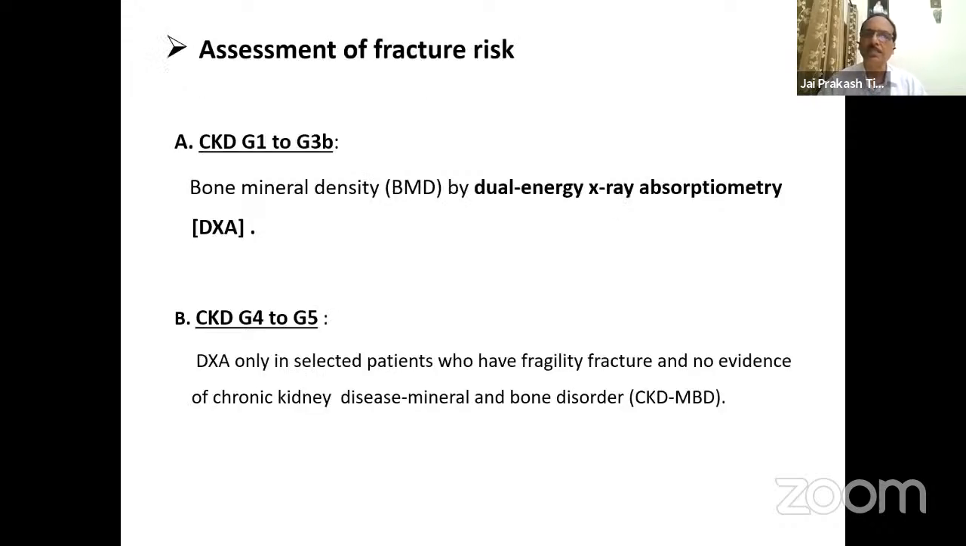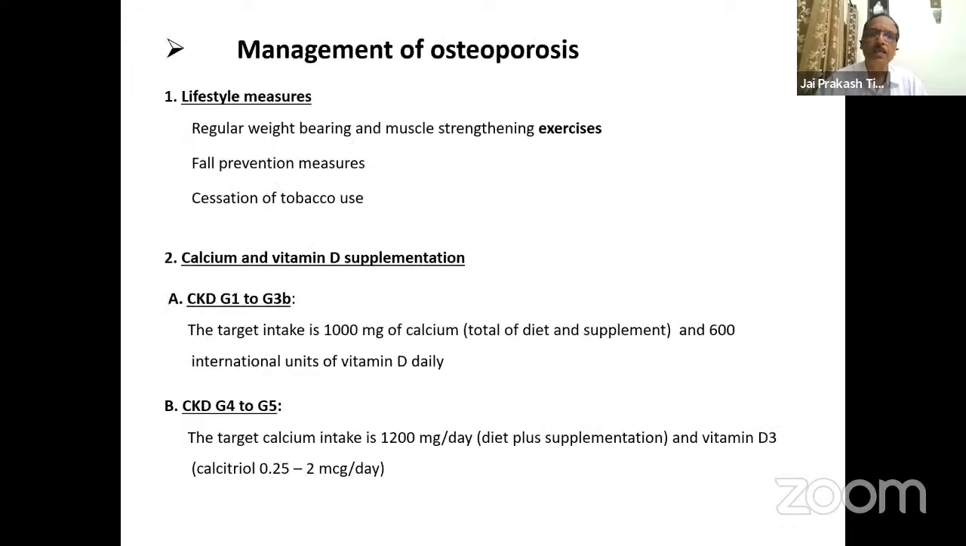The assessment of fracture risk. In the early stage, bone mineral density by Dexa is usually done, but in the late stage, stage 4 and 5, Dexa is used only in selected patients who have fragility fracture and no evidence of CKD mineral bone disorder.